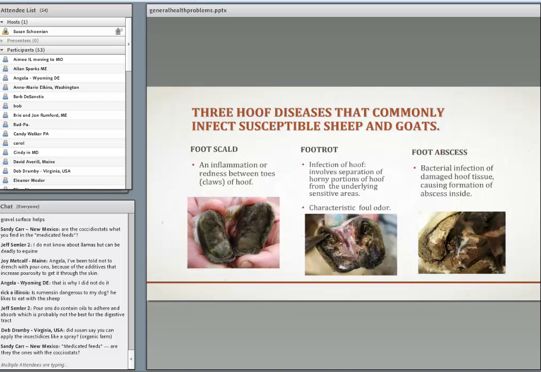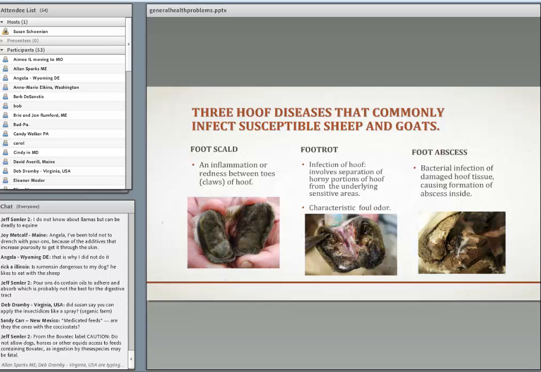And as you can see in the picture, it's an inflammation or redness between the claws of the hoof. So it's not in the hoof. Foot rot is in the hoof. It's an infection inside the hoof. And it can get really nasty, and it has a very distinct odor. It's not that feet ever smell good, but foot rot smells especially bad. We can also get a foot abscess, just an abscess inside the hoof. And while that doesn't tend to be a herd problem, it can be a very significant problem for an individual animal.